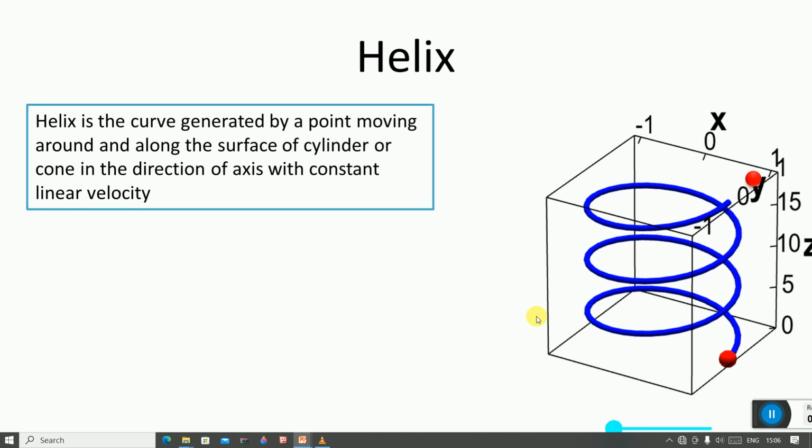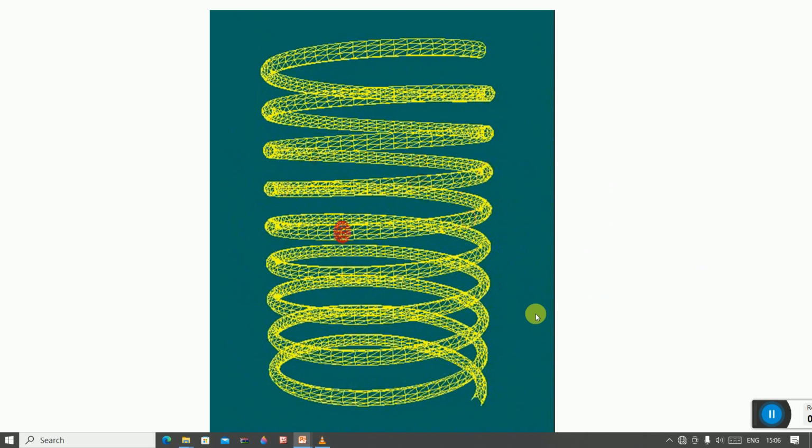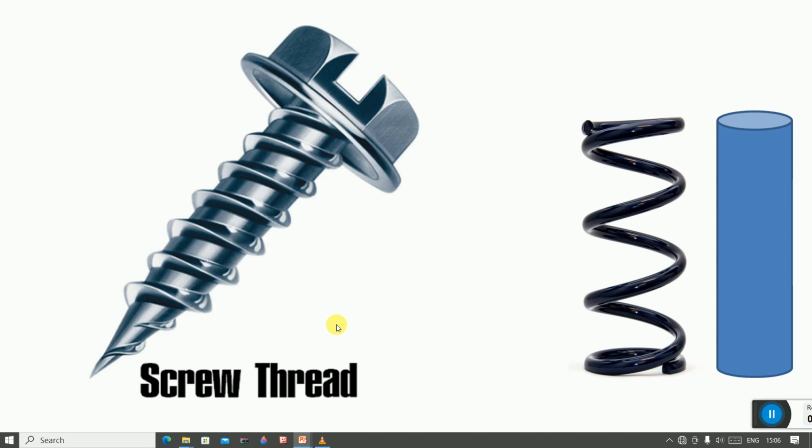So this helix curve is used to design the spring, and also it is used in the design of the thread of the screw. So you can see the screw threading. So the basic curve for the threading is the helix. Even the spiral spring is designed with the help of the helix curve.